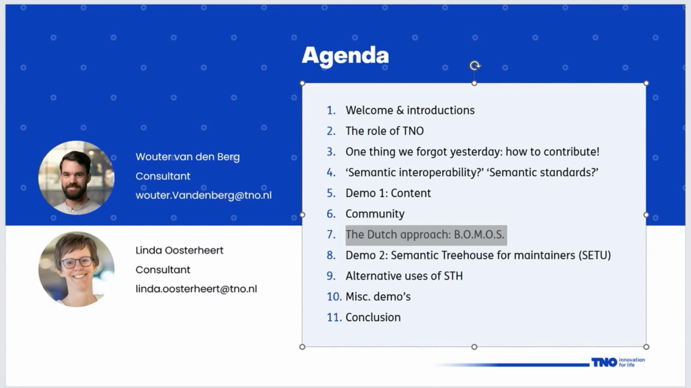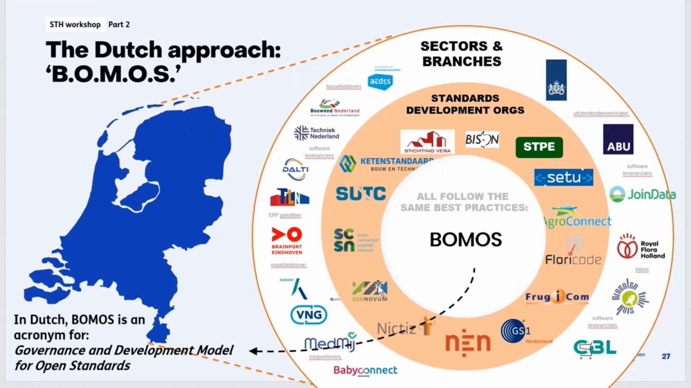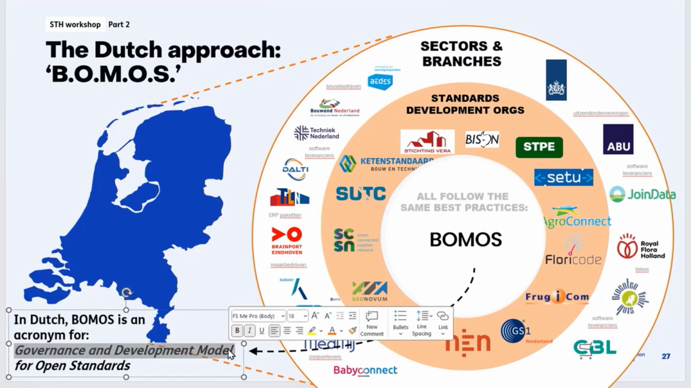Again, I am bordering on the topic of tomorrow, but we need to discuss the thinking behind the tool, because not just TNO, but also others in this circle recognized that the challenges were common, and any experience that they gained in organizing this, we combined that into the best practices for organizing semantic agreement. And B.O.M.O.S is a Dutch acronym. So in Dutch, it's Beheer en Ontwikkelmodel voor Open Standaarden, B.O.M.O.S. And literally, if you translate that, it would be something like Governance and Development Model for Open Standards.